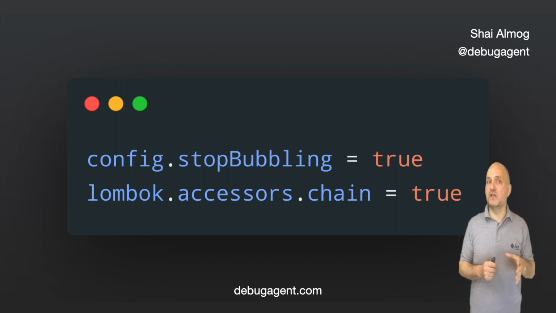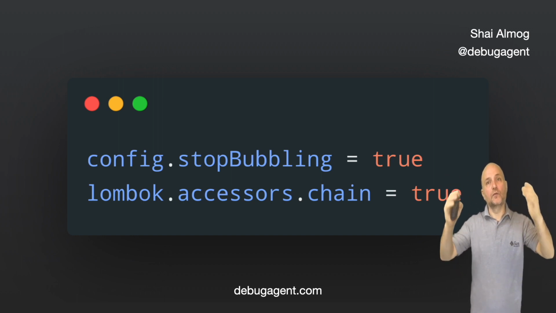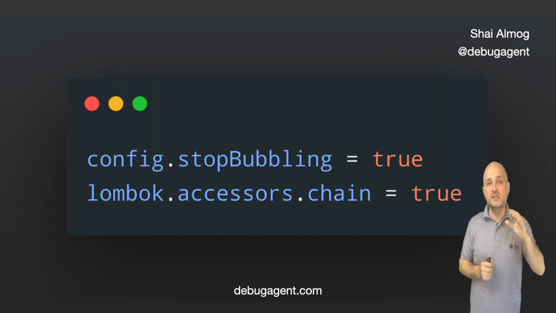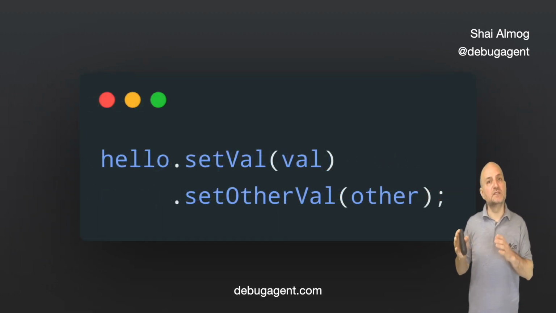The first entry says stop bubbling. Lombok keeps recursively looking for configuration files. This will stop that. The next entry chains the accessors. This means that every generated setter method will now return the current object. Invoking setters like this will now work.